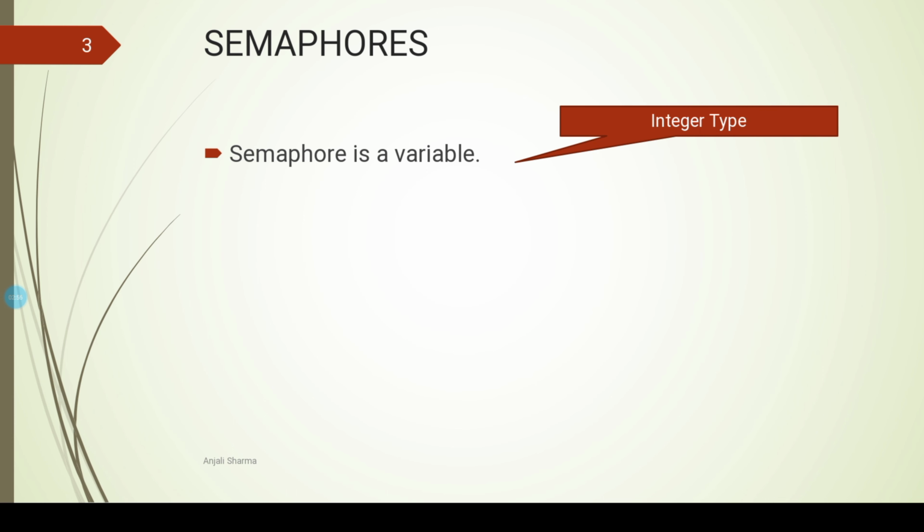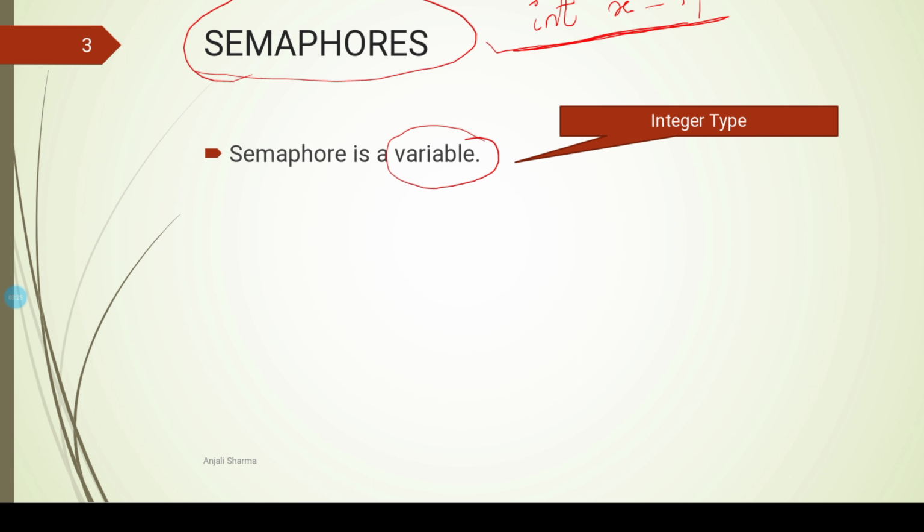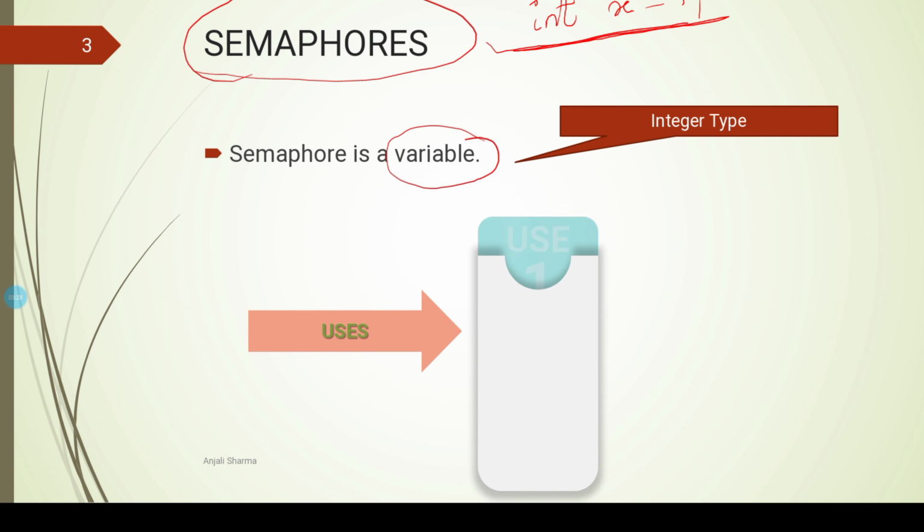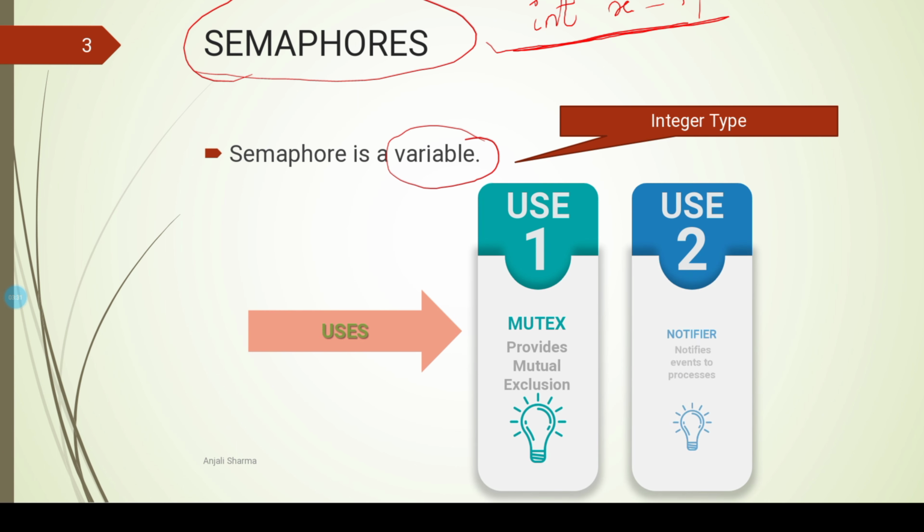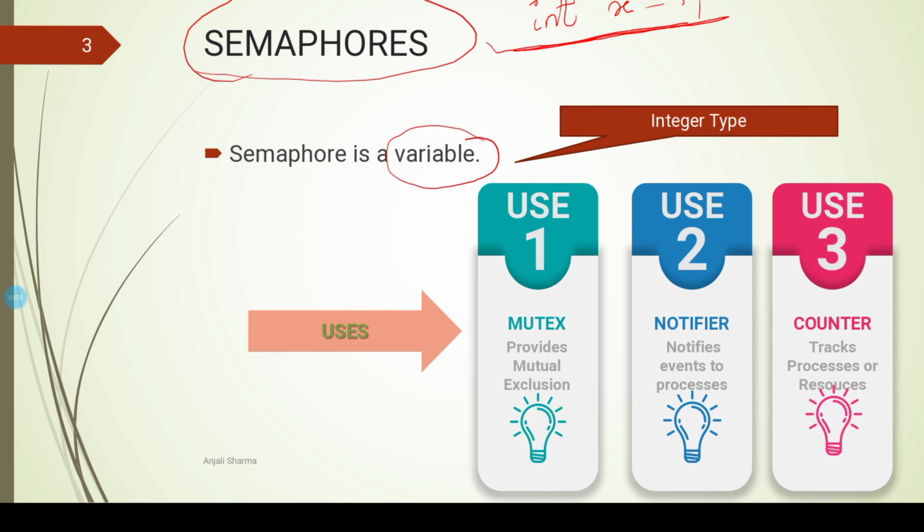A semaphore is nothing but an integer type variable. As in a programming language, for example C, we can initialize an integer type variable as int x equal to, let's say, 1. Semaphores are similar to variables. So what are the uses of semaphores if it is a variable? You can see this animation over here.